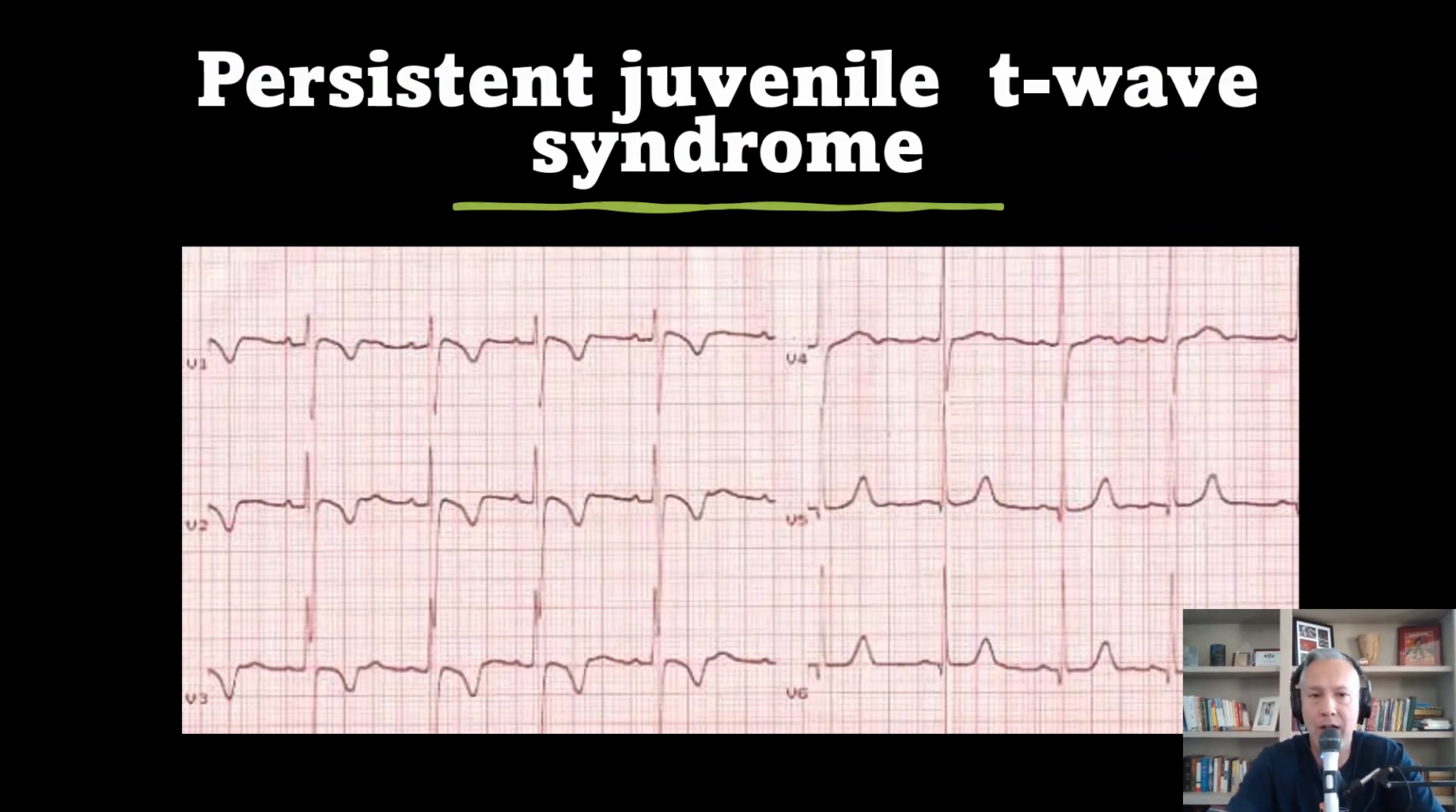Here's an example of that persistent juvenile T wave syndrome. So think young women. It's typically isolated to V1, V2, and V3, and they're very symmetrically inverted T waves.